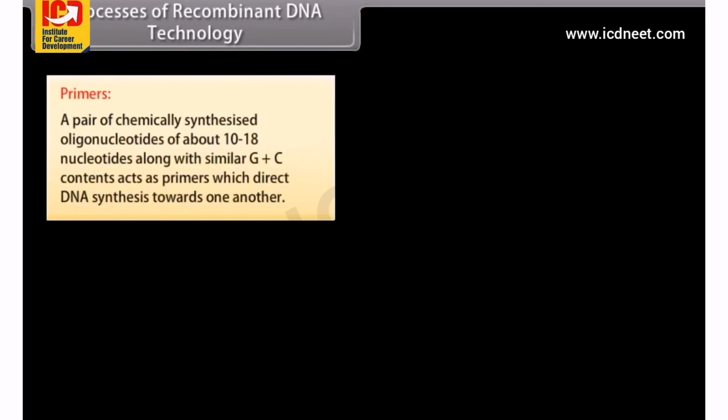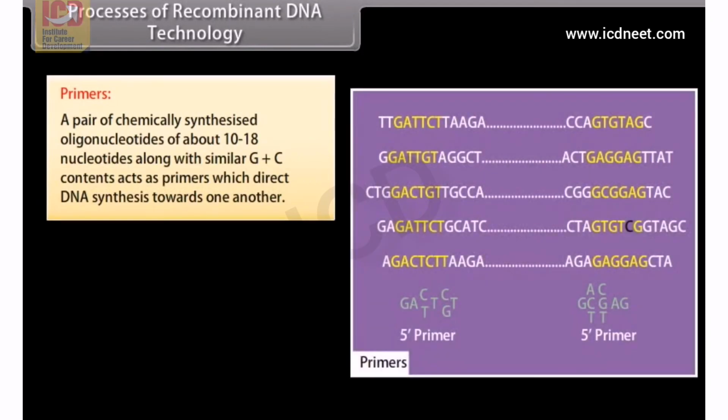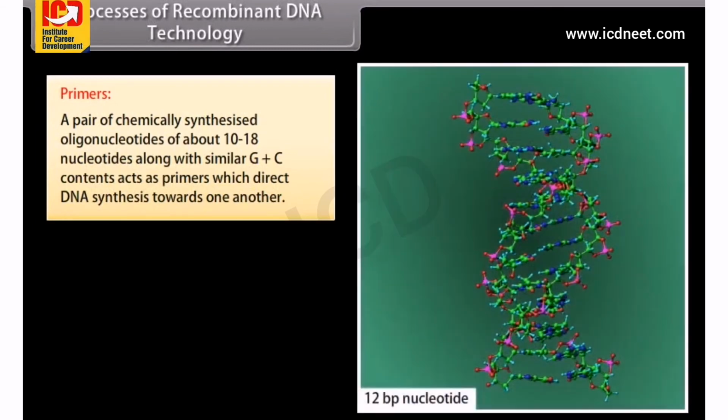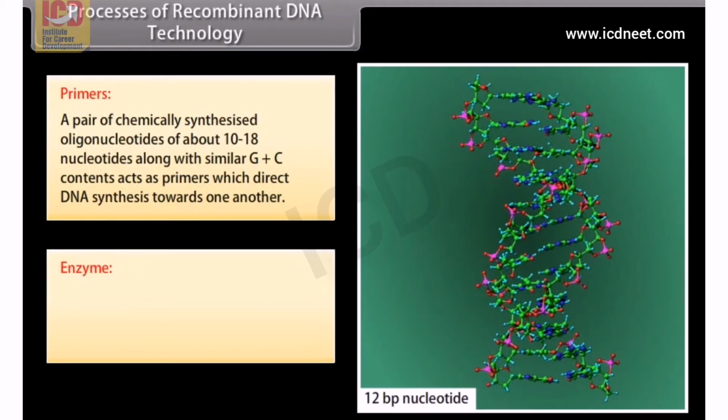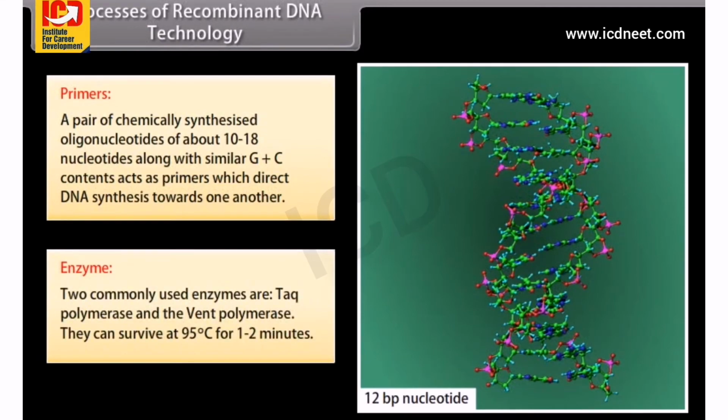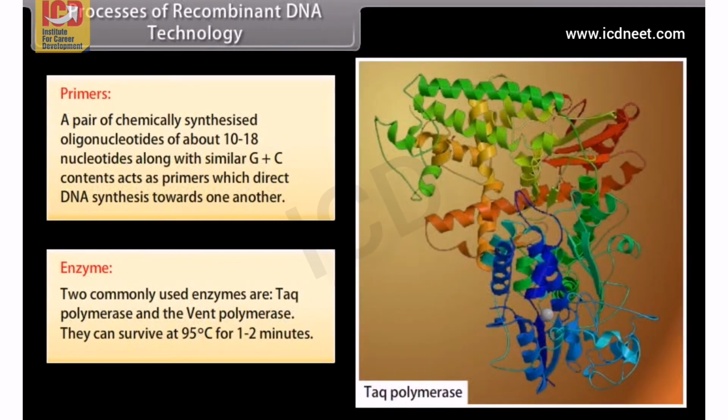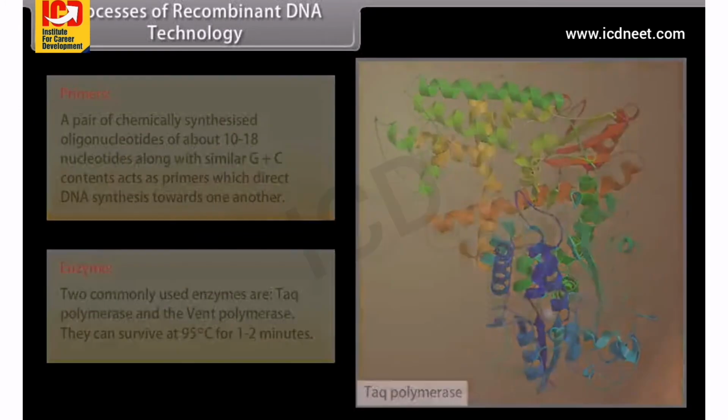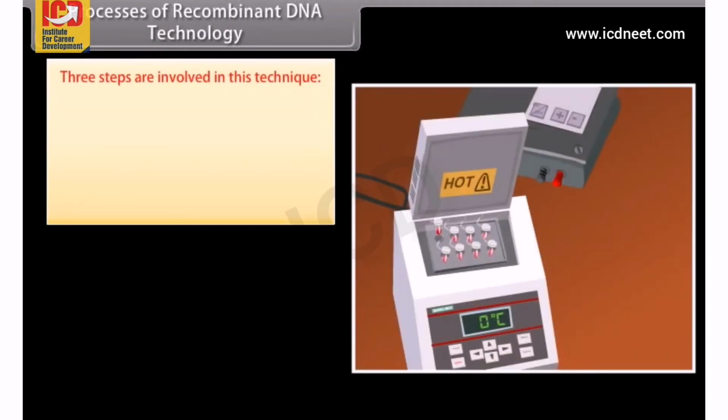Primers, a pair of chemically synthesized oligonucleotides of about 10 to 18 nucleotides along with similar G plus C contents, act as primers with direct DNA synthesis towards one another. Enzyme. Two commonly used enzymes are Taq polymerase and the Vent polymerase. They can survive at 95 degrees Celsius for 1 to 2 minutes. Three steps are involved in this technique.